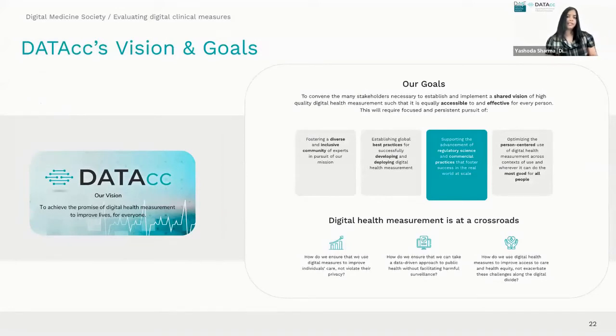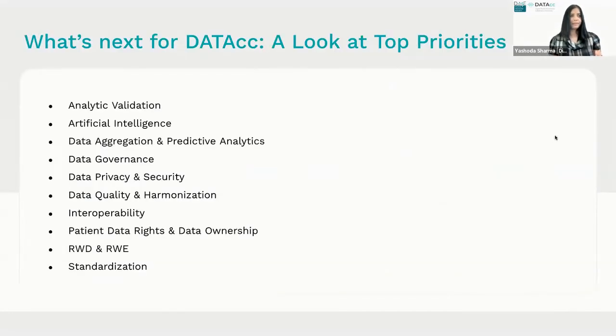The vision for DATAcc is to achieve the promise of digital health measurement to improve lives for everyone. For our first cycle, we tackled inclusivity. And today we showed you the results of this massive collaborative effort. We want to tap into the expertise and collaborative environment of DATAcc to continue to tackle some of the most pressing challenges facing digital medicine. We're looking to all of you to guide the evolution of care and research for digital health measurement. So there is a lot more work to be done.